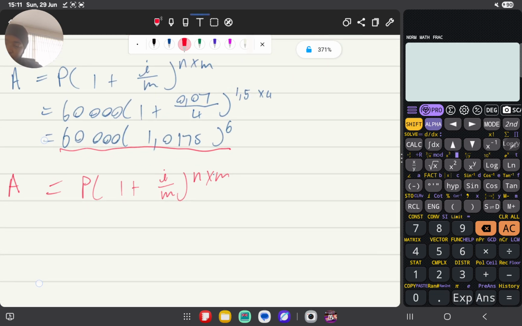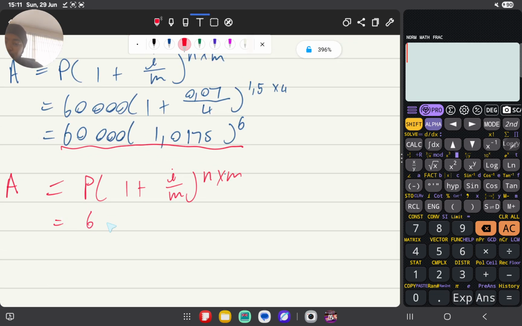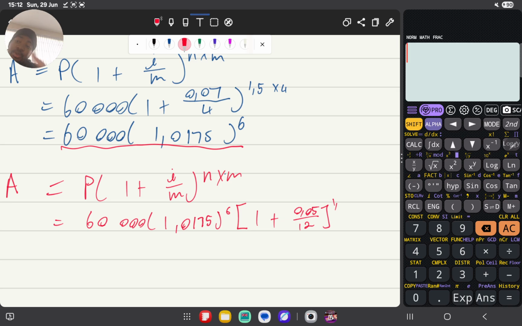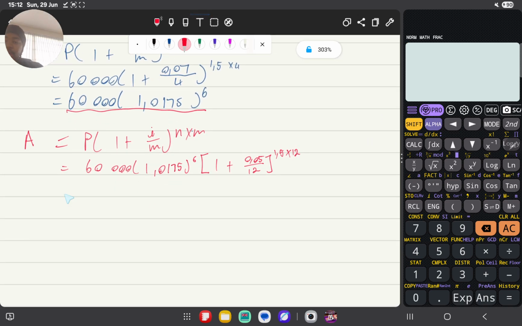Cool. Now substitution. So I know P is 60,000. This thing I'm writing here, it's P, to the power of 6. And then now we have 1 plus 0.05. This is the 5%, which was compounded monthly. And now remember, before the withdrawal time, it's 1.5 years. Multiply by what? By 12. Ne?